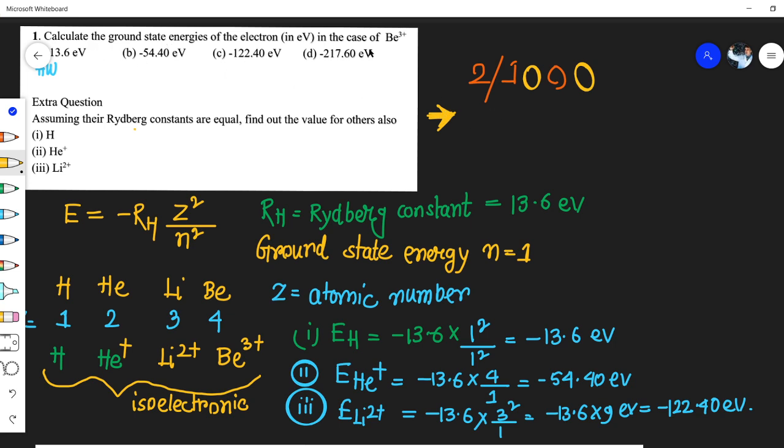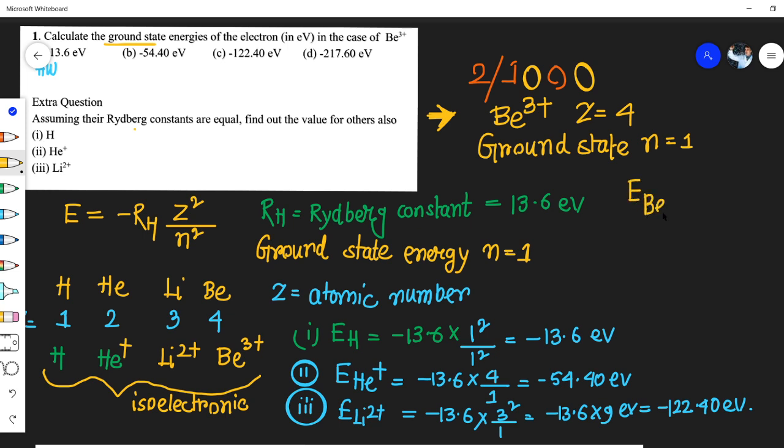Calculate the ground state energy of the electron in electron volts in the case of Be3+. Since you know that for Be3+, can you please tell me the Z value? Z, the atomic number, would be 4. But since the ground state has been given, see the questions carefully. For the ground state, what is the value of n? For the ground state, the value of n is 1, because this scenario is like the hydrogen atom. This will behave as a hydrogen-like system since only one electron will be present. Great. So now we'll find the energy value for Be3+.